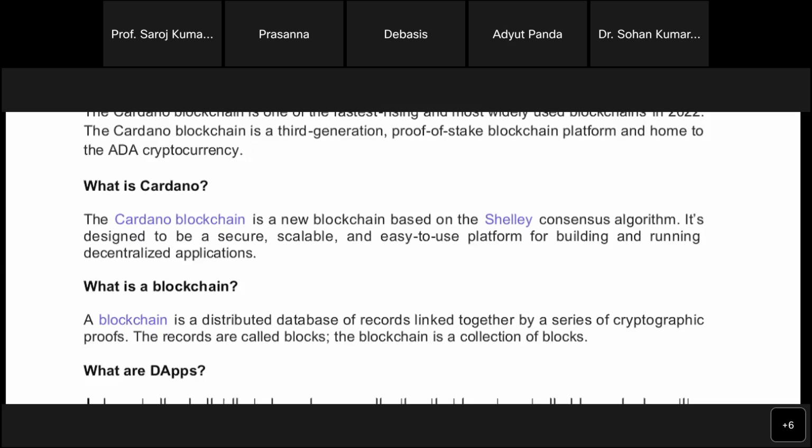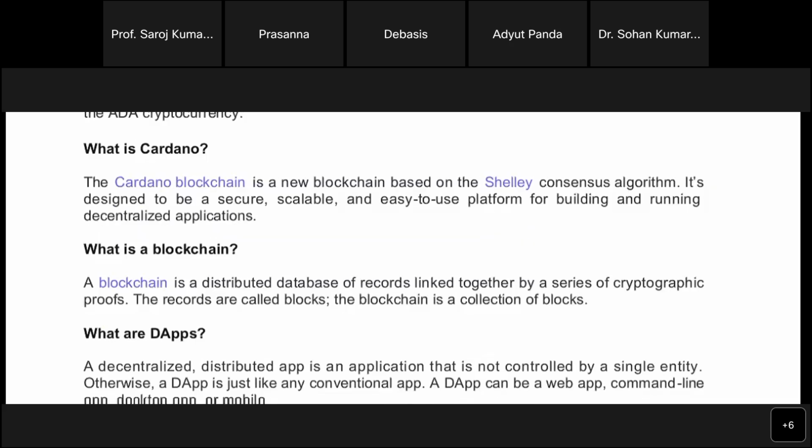And we know that blockchain was developed in 1991. Before we discuss the history of the blockchain, just have a basic concept. Here I've defined that blockchain is a distributed database of records linked together by a series of cryptographic proofs. The records are called blocks, and the blockchain is the collection of the blocks.